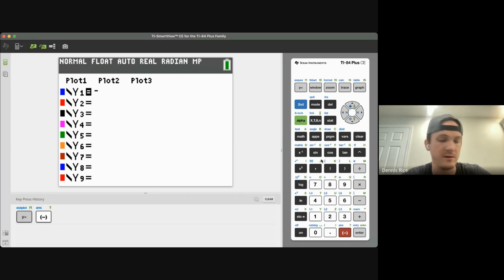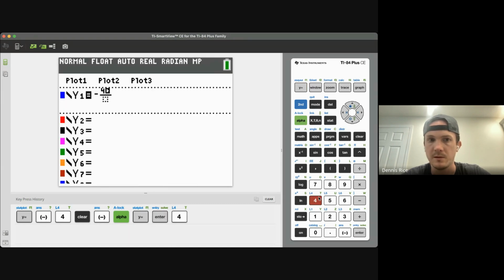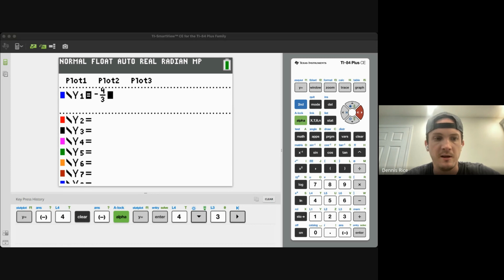So, negative 4/3. I'll go over how I just did this, or you could see the buttons down there. If you want to type in a fraction, there's two things you could do. I could just type in negative 4, hit the divide button, and then hit 3, and that would be recognized as negative 4/3.